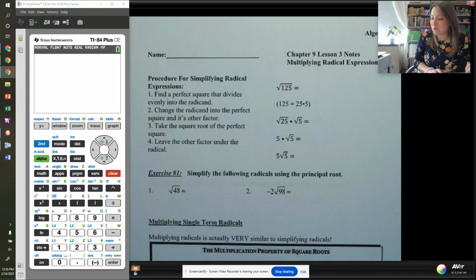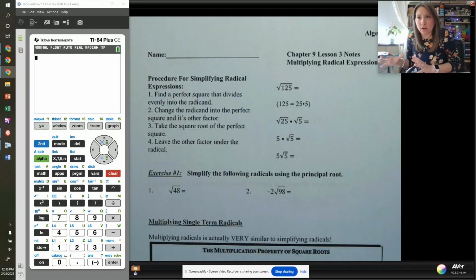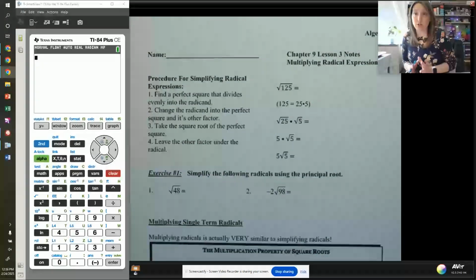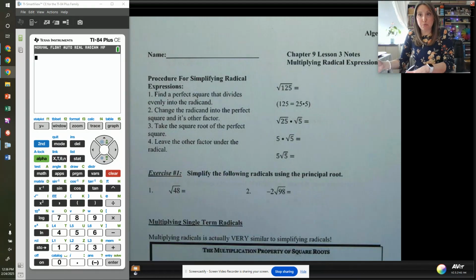Hello, Algebras. Welcome to your Chapter 9, Lesson 3 notes on multiplying radical expressions. So, just a quick reminder of how to simplify radical expressions. We'll use this example that we've got right here.